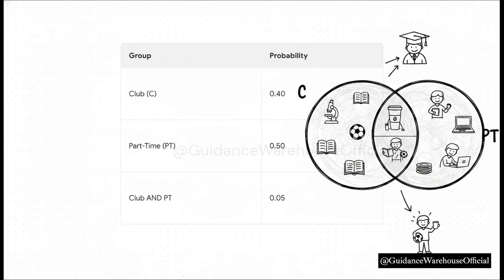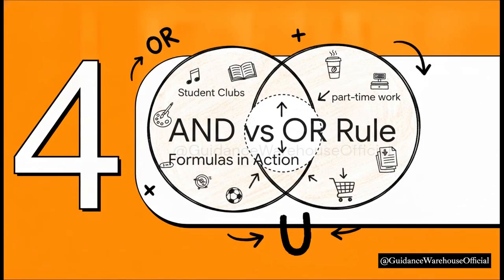In our total sample space, 40% of students belong to a club. We'll call that circle C. 50% work part-time. That's circle PT. But here's the overlap. 5% of the students do both. They are in a club and they work part-time. They sit right there in the middle intersection. Which leads us perfectly into the and versus or rule and putting these formulas into action.